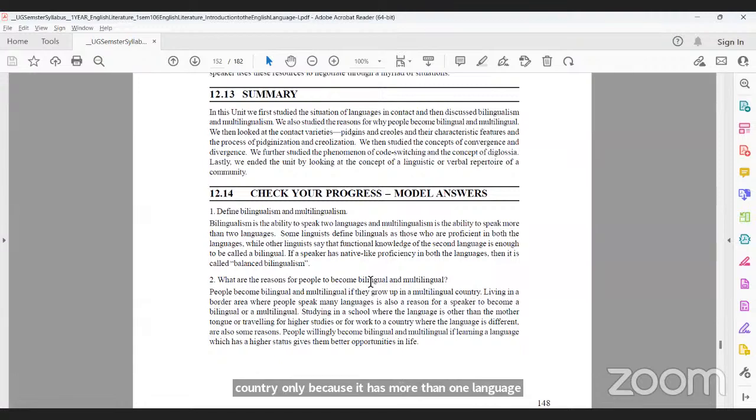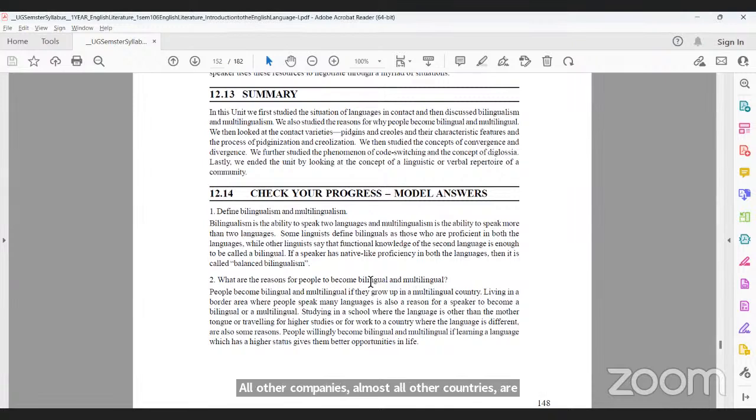Britain or England is a monolingual country. America is a monolingual country. Bangladesh is a monolingual country. Pakistan is a monolingual country. Right? All other countries, Nepal is also monolingual. Bhutan is also a monolingual country. Almost all other countries are monolingual except India.